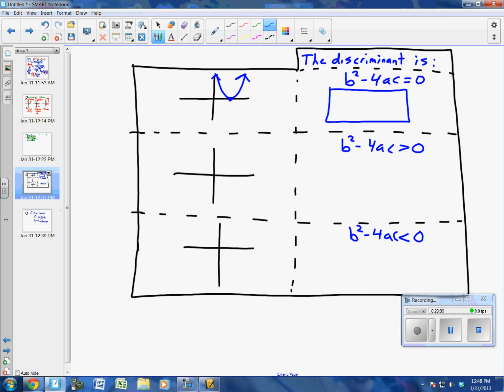Okay, now. It should be resting on there. Now, do the same thing with each of the others. Choose one that has a discriminant greater than 0, and put it in there, and then put its graph over here. And then choose one that has a discriminant less than 0, glue it in right there, and then put the graph over there.